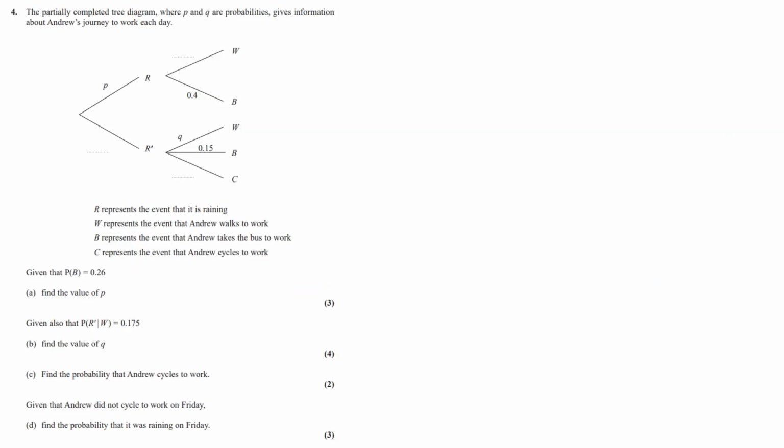We can also do this with probability trees. This is admittedly an A-level question, but we can still use the same process. Here we have P and Q as our probabilities. This represents Andrew's journey to work each day. This is whether or not it rained, and this is whether or not he walked, bussed, or cycled. Given that the probability of B is 0.26, find the probability of P.